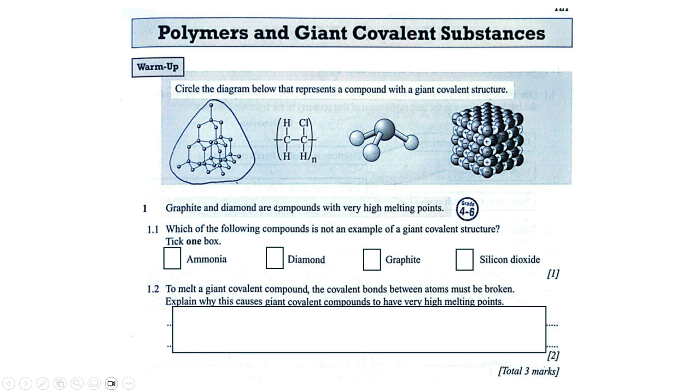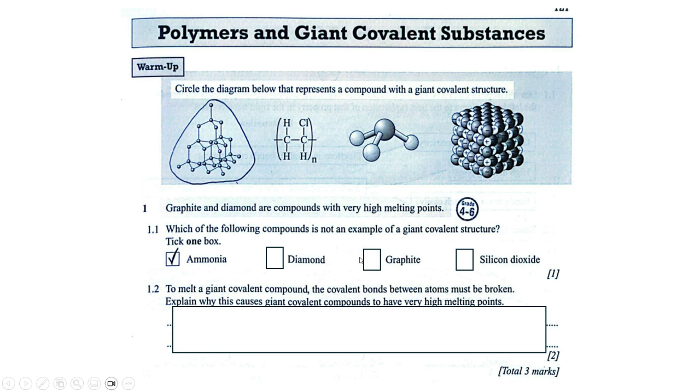Graphite and diamond are compounds with very high melting point. Which of the following compounds is not an example of a giant covalent structure? Ammonia is the answer. Okay, ammonia is NH3. It's probably the one represented here on the third one. Simple molecular structure. Diamond is made of a million atoms of carbon, all bonded together, represented here.